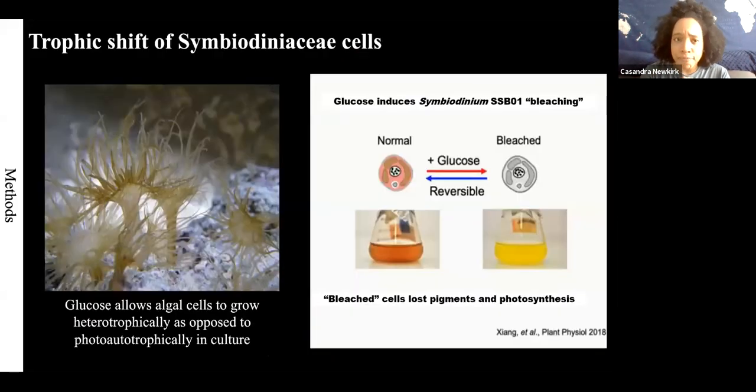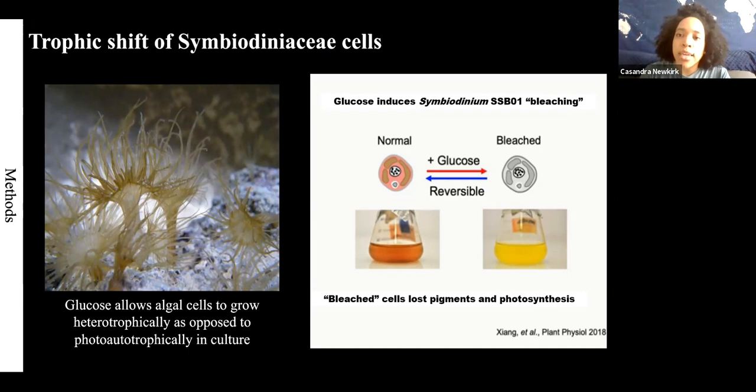Okay, so the work that I'm doing now is working in more of a cell biology lab. I'm trying to understand the symbiosis. So in 2018, my postdoc advisor, Dr. Ting Zhang, did work looking at trophic shifts of these algal cells. So typically in the lab, we will extract algae and grow them in a growth media on a light cycle. And this light cycle allows them to photosynthesize normally and grow and divide inside the media.